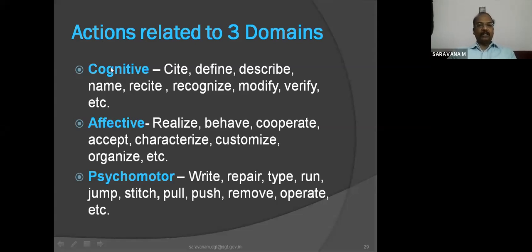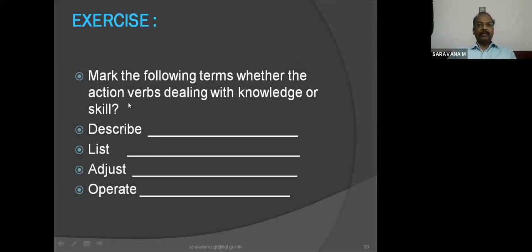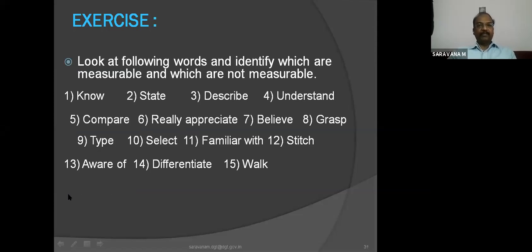So these action verbs and writing instructional objectives, one more class I have scheduled. So we will learn how to write the instructional objectives properly without any problem. Like that, we will discuss again. This exercise also we will see when we discuss how to write the instructional objectives or learning outcome statements. So learning outcome statements are very important. One session is there, that time we will discuss.